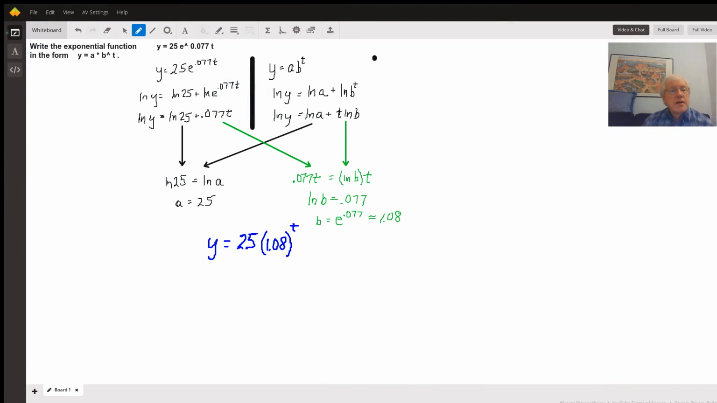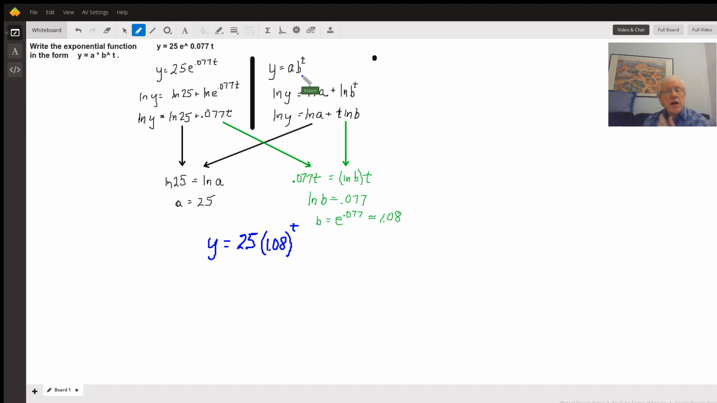Hi, Marisa. This problem gives some practice in switching back and forth between the exponential form of an equation and the logarithmic form, its inverse. So I put down the original equation you're given and the form you want to get it into.